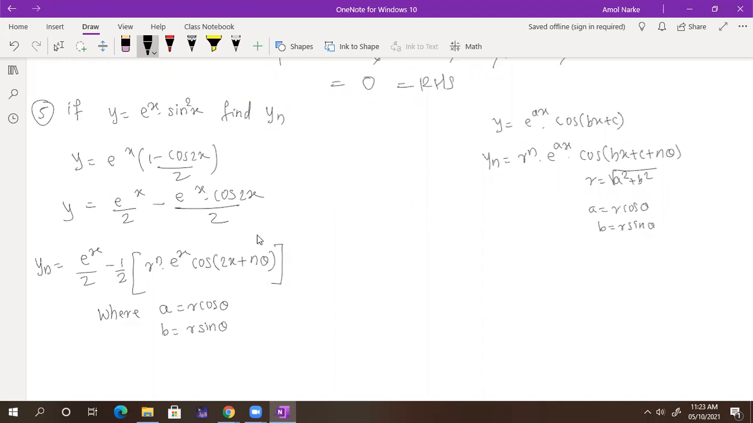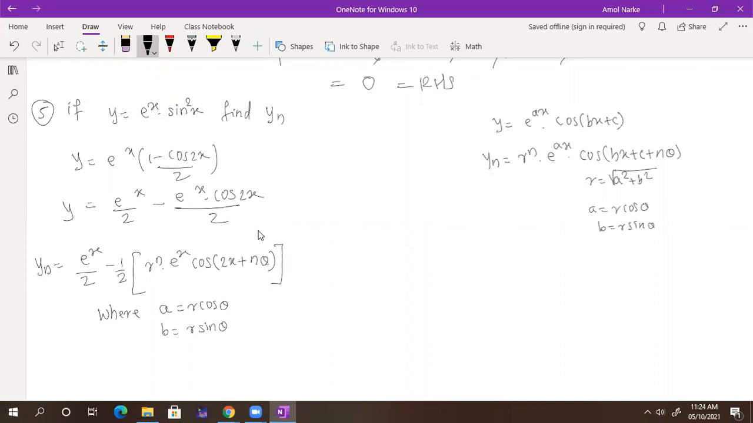What is left? Can you do something more? You can take e raised to x as common. That's it. If you want to substitute the values, you can substitute the value of theta and the value of r, no problem at all. r is nothing but the square root of a square plus b square, so you can find the a and b values. Here a is 1 and b is 2. So you can substitute those values.